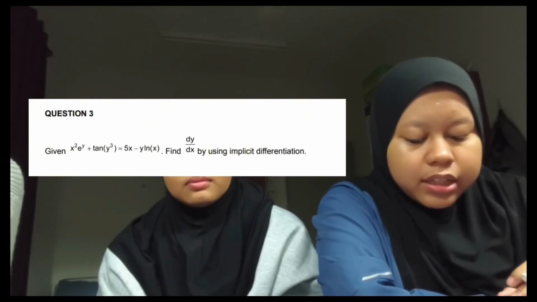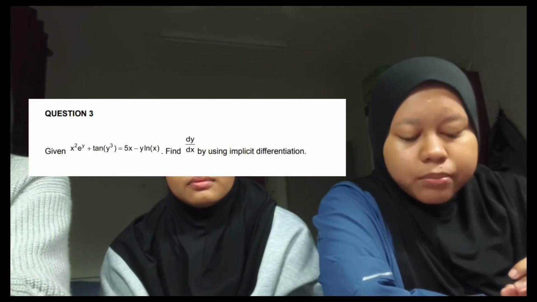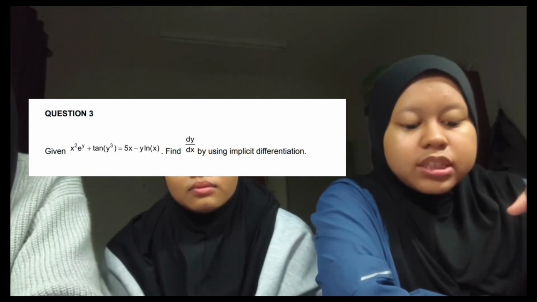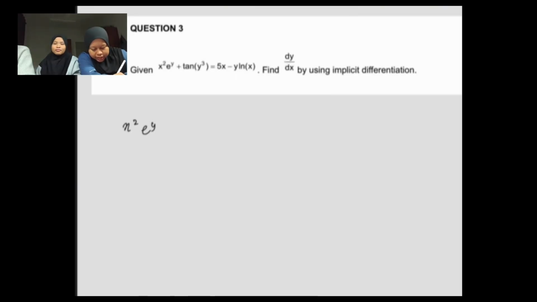x squared e to the power of y plus 10y cubed equal to 5x minus y ln x. And we have to find dy/dx by using implicit differentiation. So x squared e^y plus 10y cubed equal to 5x minus y ln x. So this is the equation. I will solve this one first using the product rule.